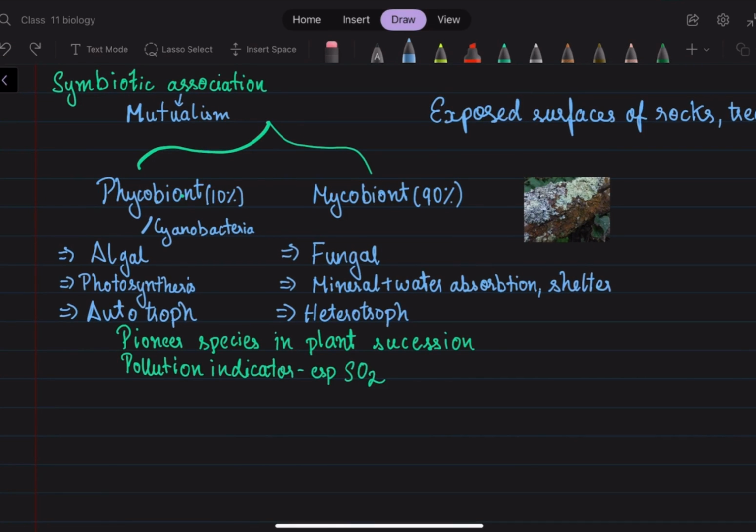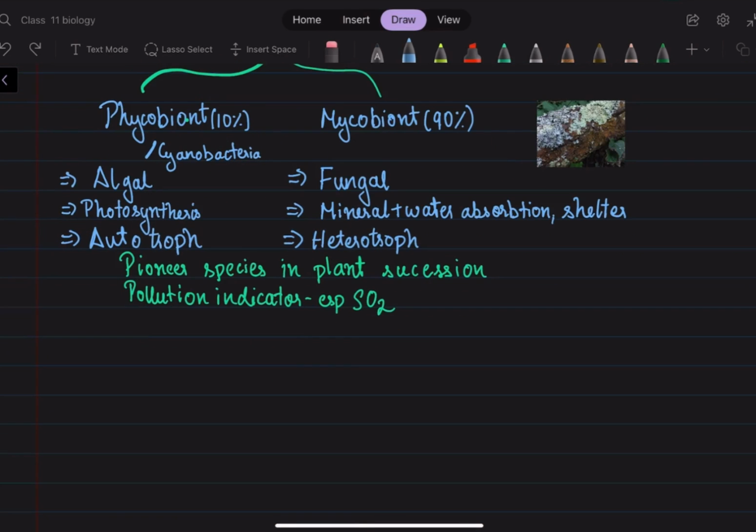Next is that it is a pollution indicator. Lichen does not grow in places where there is pollution. Especially when there is SO2, the components involved in pollution do not allow the lichens to grow. So wherever you find no lichens, there is definitely pollution there. Or whenever pollution starts occurring in a particular place, the lichens usually disappear.